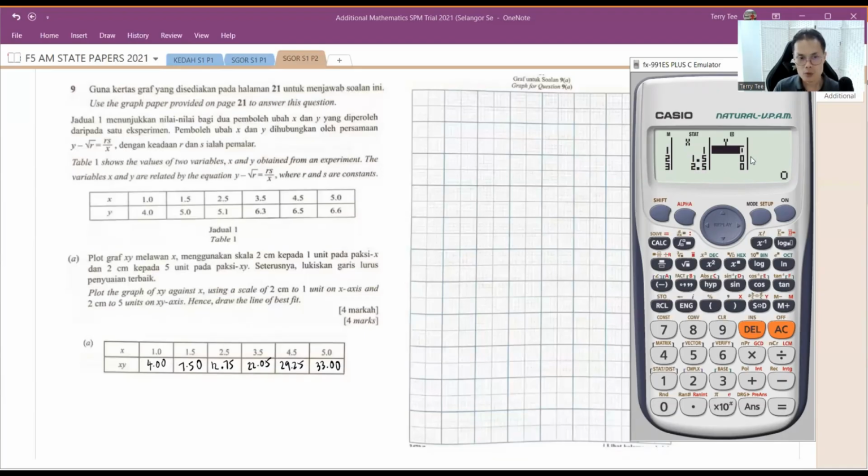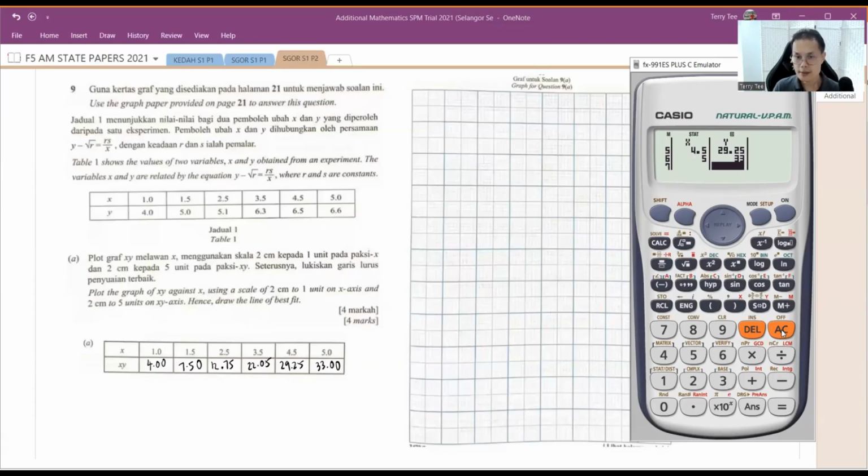My y values are 4, 7.5, next one is 12.75, after that 22.05, 29.25, and lastly 33. So I've got all my x and y values in.